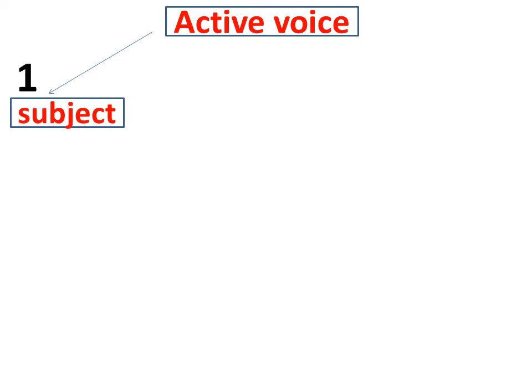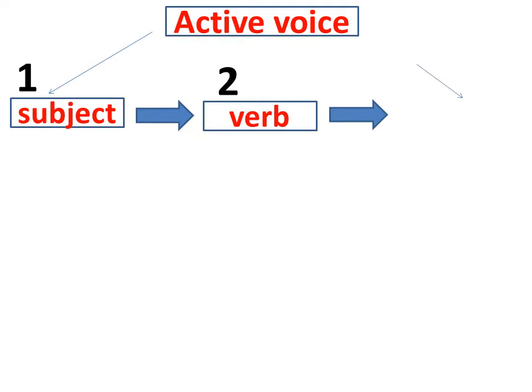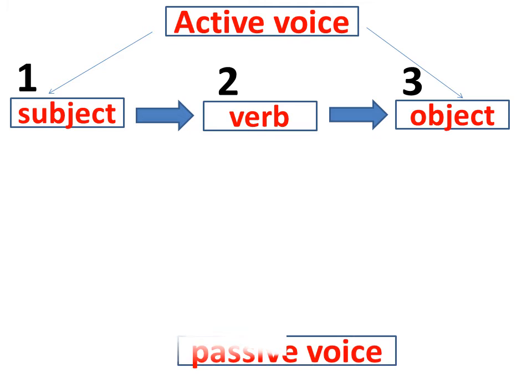Here, let's show you this. The active voice, as we said, begins with the subject, then the verb, then the object. Okay? The active voice starts with the subject, then the verb, object. Subject, verb, object. Okay? What about the passive voice?